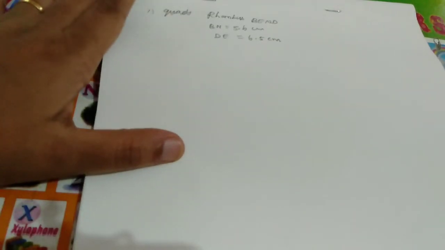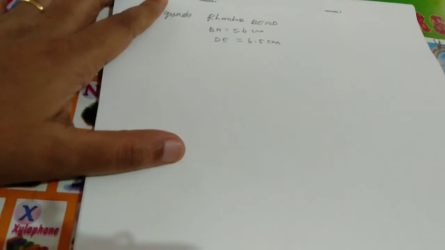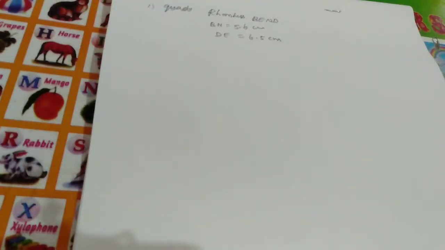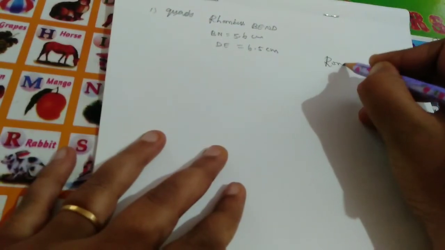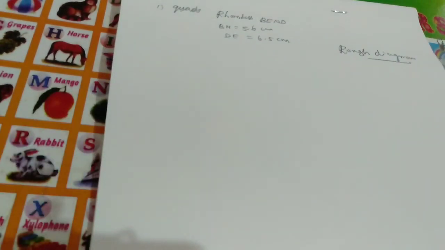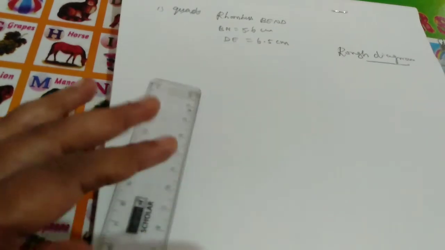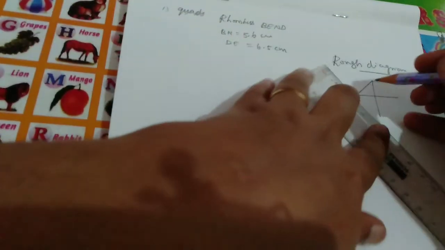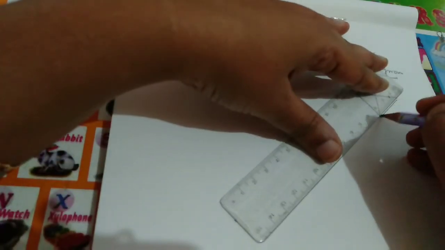Next one, we are going to construct a rhombus BEND. They have given two diagonals only. So if we have only two diagonals, how to construct the rhombus? As a rough diagram, here we need to know a little bit about the conditions of a rhombus. Rhombus means the diagonals bisect each other. That means both diagonals are exactly divided into half parts. So both are bisecting. We draw any two diagonals bisecting each other, then join the four sides. That's all we are doing now.